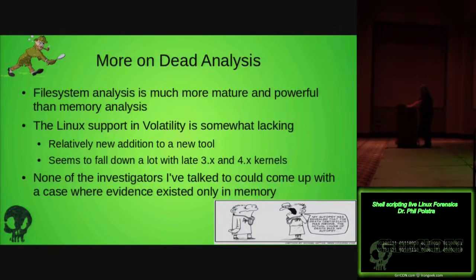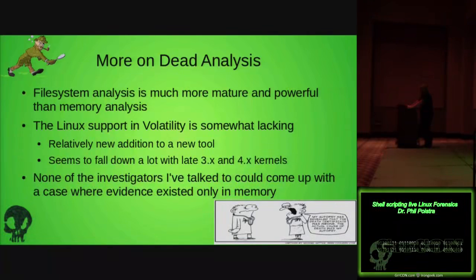As I said, it's a lot more mature. One thing I will warn you about, volatility is a somewhat new tool, and Linux support is new to a new tool. And as a result, I found that it falls down a lot. If you're running a recent Linux kernel, and I don't mean just a 4.0 kernel, I mean if you're running a 3.16 or higher kernel, I've seen that a lot of the volatility modules just fall on their butts, right?